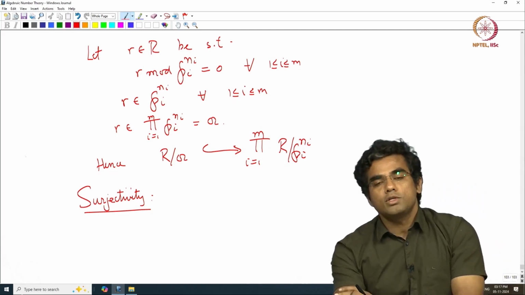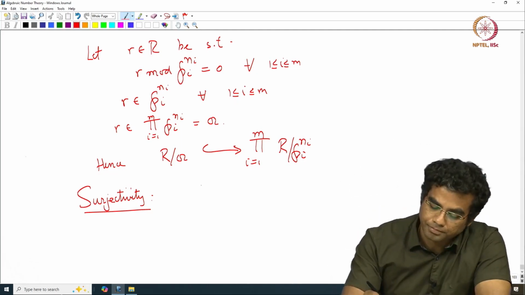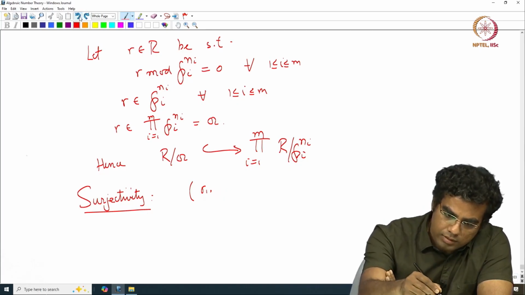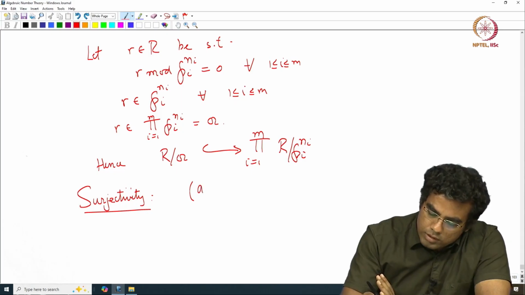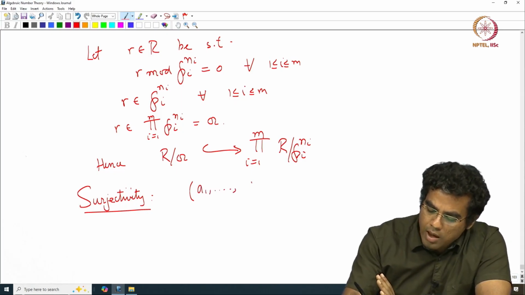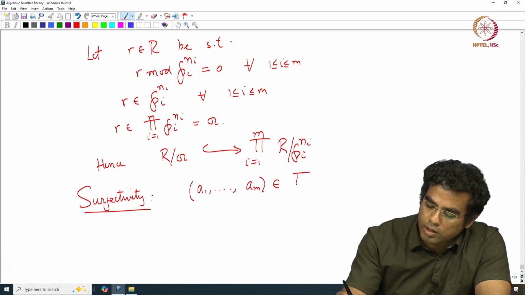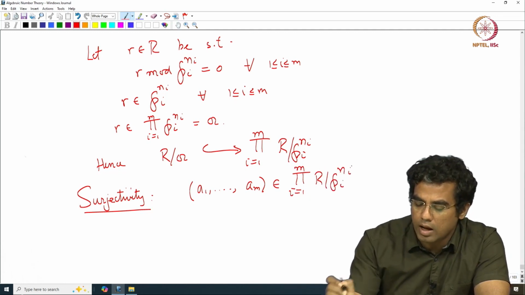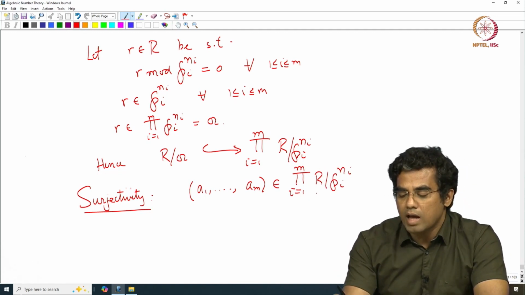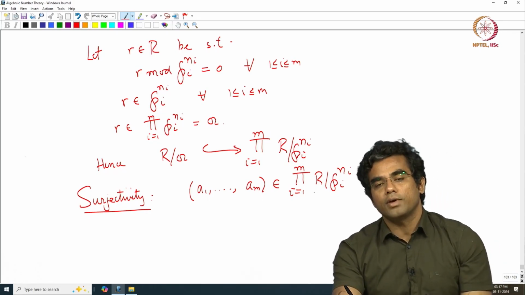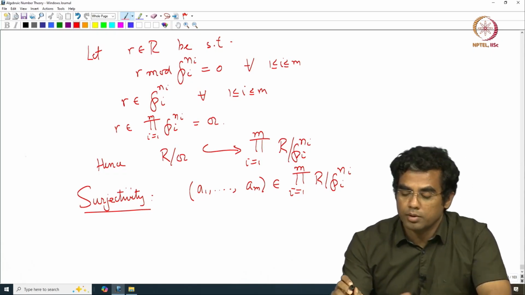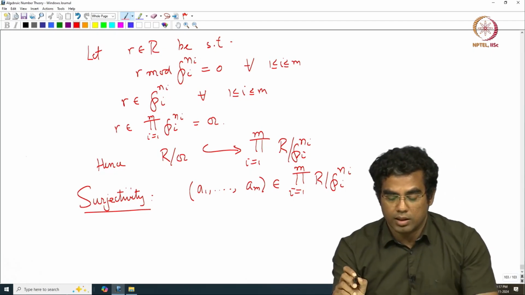All right. So, we use the same idea that we used over Z. So, we take A1 up to Am in the product over i from 1 to m of R mod Pi to the Ni. These Ai are in R mod Pi to the Ni, but I will just think of Ai as an element in R, up to adding an element of Pi to the Ni.